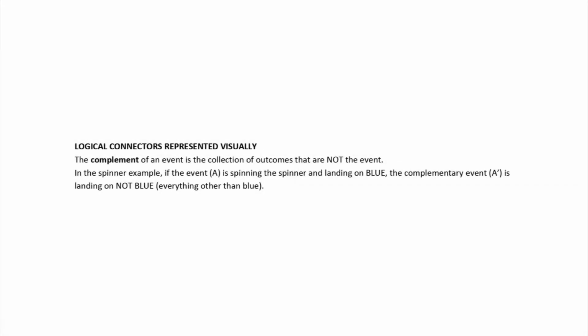Logical connectors can be represented visually. The complement of an event is the collection of outcomes that are not the event. Going back to our spinner example, if we spin the spinner and land on blue, the complementary event is landing on anything other than blue. Another way of thinking about it is everything that's not blue, or everything that is not the event A.